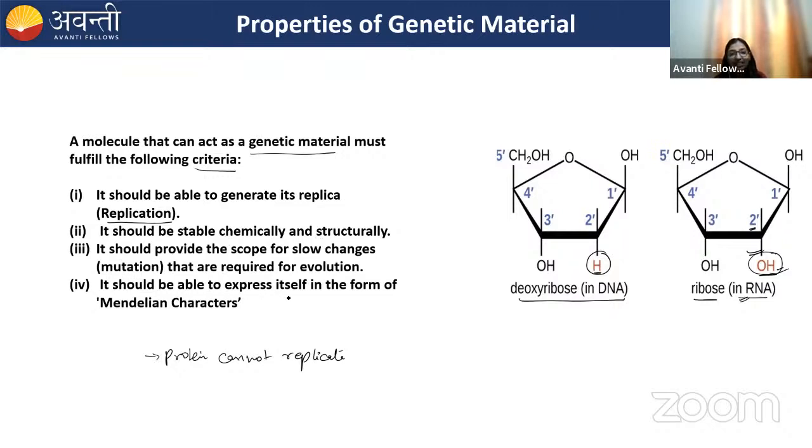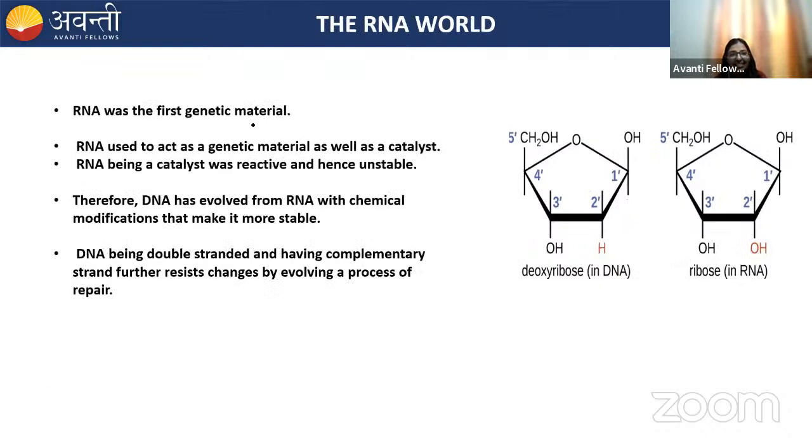Third, it should express itself in the form of Mendelian characters. Next one is the RNA world. We know that RNA was the first genetic material. Please remember this, that the first genetic material was RNA. And RNA can be used as a genetic material as well as a catalyst. Why is it used as a catalyst? Because it is highly reactive. And because it is highly reactive, RNA is unstable.